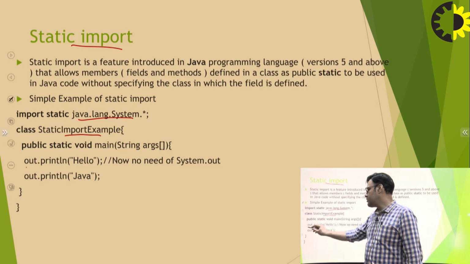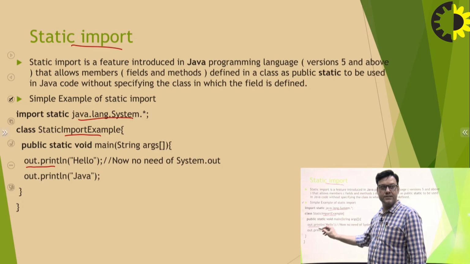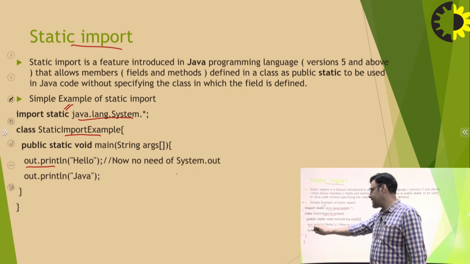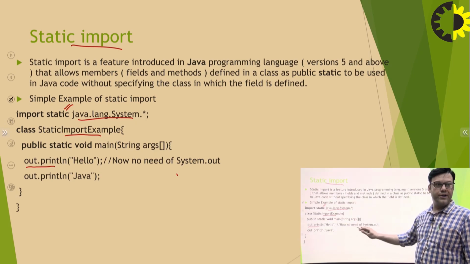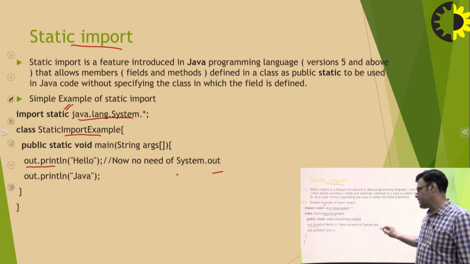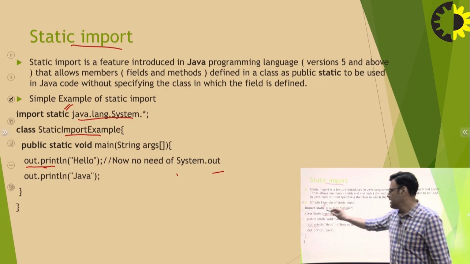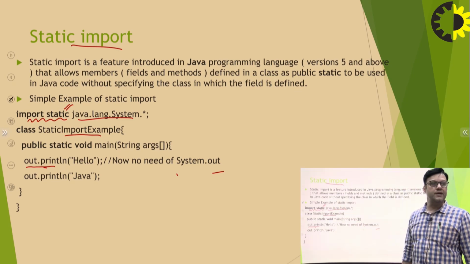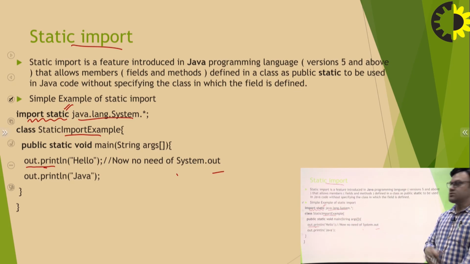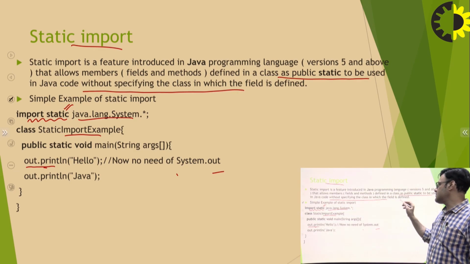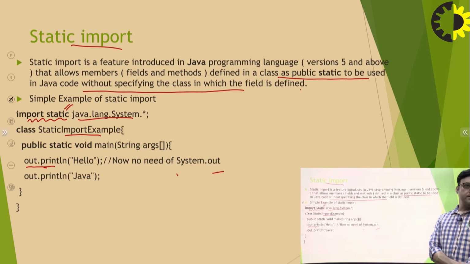So see, I have already shown. I haven't used here System.out.println. System is not used because here I have imported with the help of static java.lang.System. So its static member is already available, no need of System.out here. I have used only out.println. This is because I have used here import, and the keyword static is there. It is defined in a class as public static, to be used in Java code without specifying the class in which the field is defined. Okay. So this is also one of the important uses of static import.